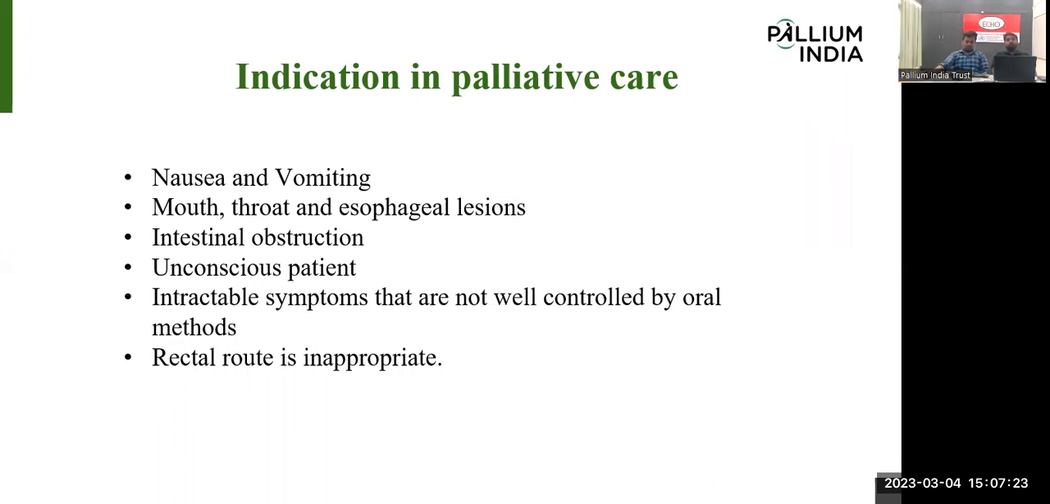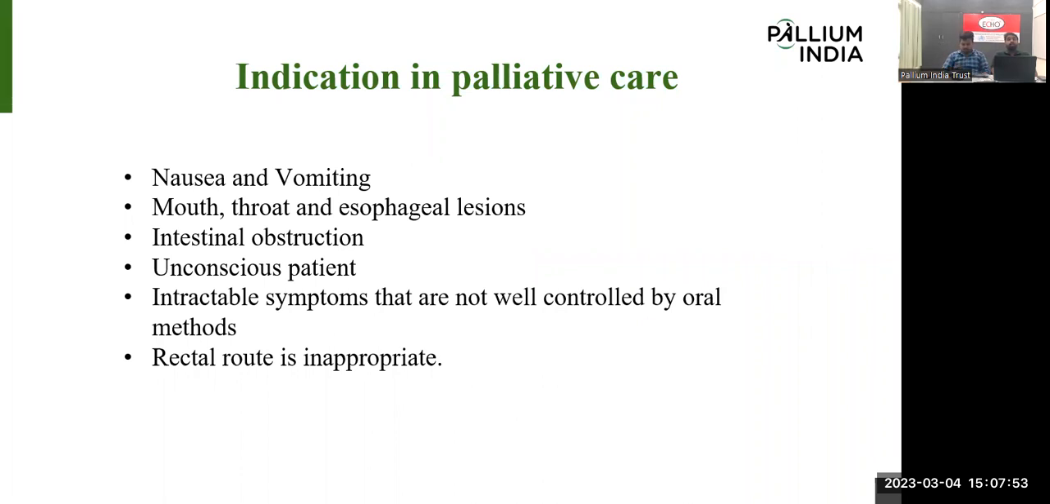Then if the patient has oral lesions or oral ulcers in the mouth and throat area, the patient is having pain and swallowing difficulty, painful swallowing also. The patient will refuse to take the medicines and will refuse to take oral food also. In such a situation also, for maintenance we can give fluid, or for symptom management, we can give medicines in injection form subcutaneously.